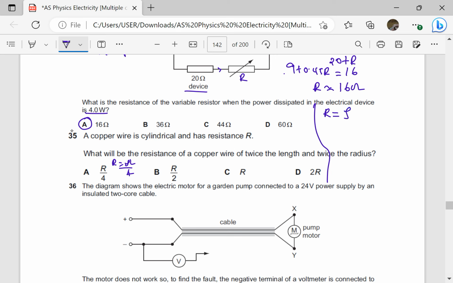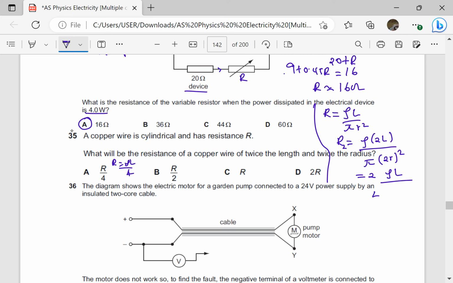Resistivity is the same. For the first wire, let's say its length is L, and its area is going to be pi times R squared. For the second wire, its resistance R2 is going to be rho times its length, twice L, divided by its area, pi times twice R, squared. When you simplify this, you get 2 rho L divided by, when I square this bracket, 4R squared.